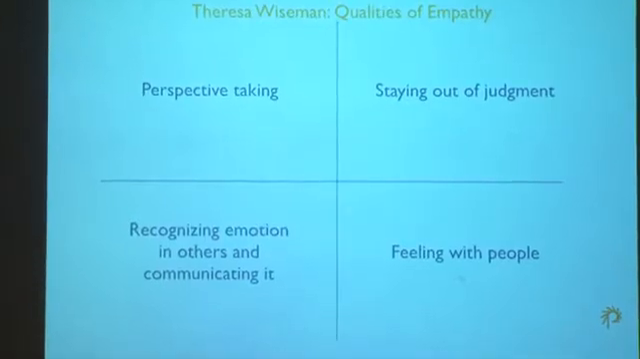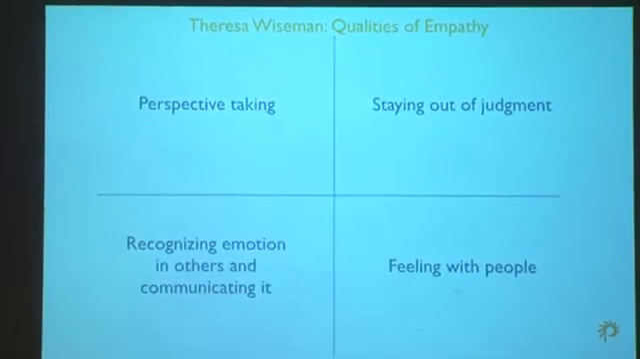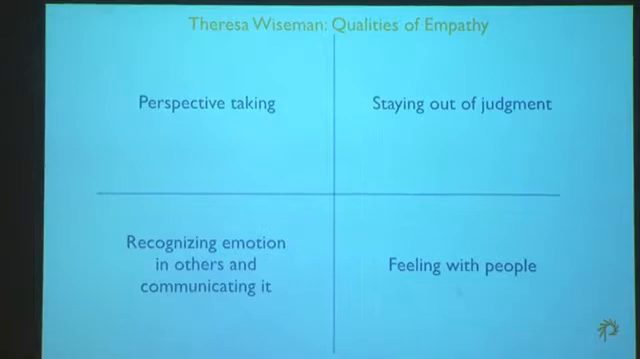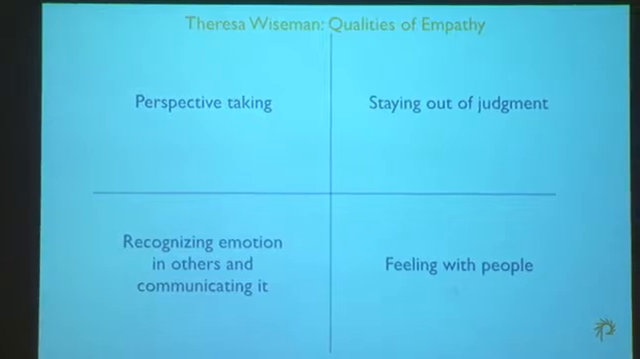Theresa Wiseman is a nurse and a researcher who identified what she called the 4 qualities of empathy. They are perspective-taking, staying out of judgment, recognizing emotion in others and communicating it, and feeling with people. Now, we're going to return to this in a few moments. For now, I just want to bring this around immediately to something that is practical.